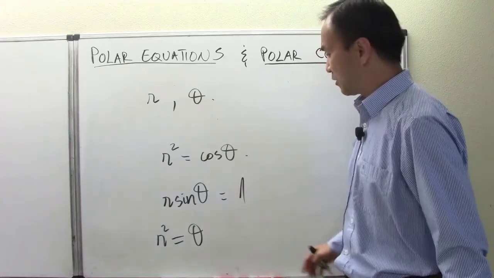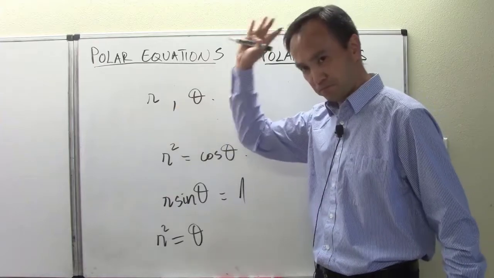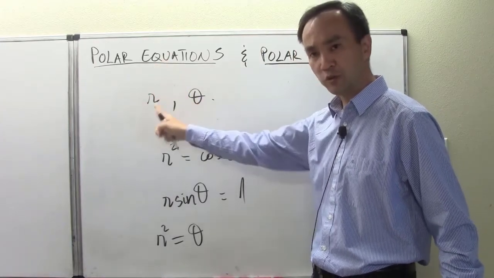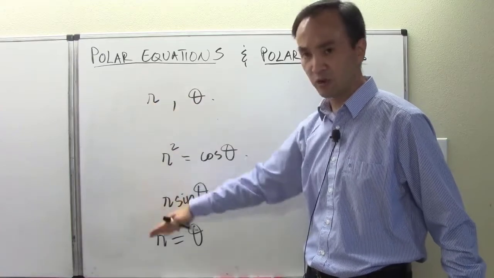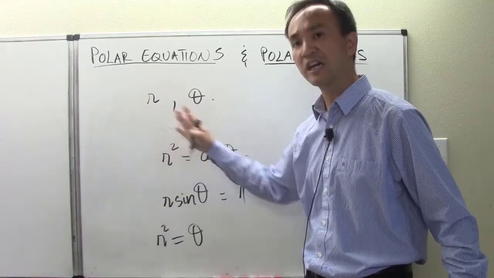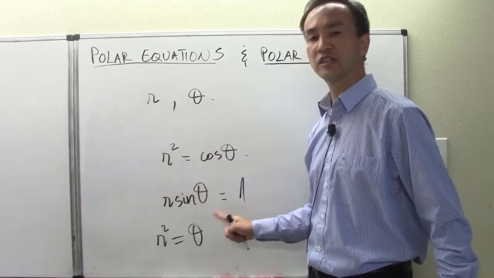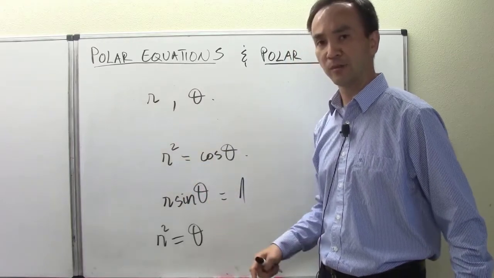Simply because for polar coordinates we are primarily and only working with these two variables, at any time we're looking at an equation that relates these two variables and only these two variables involved, those are what we regard as polar equations.